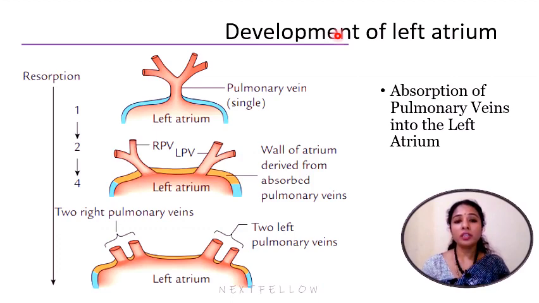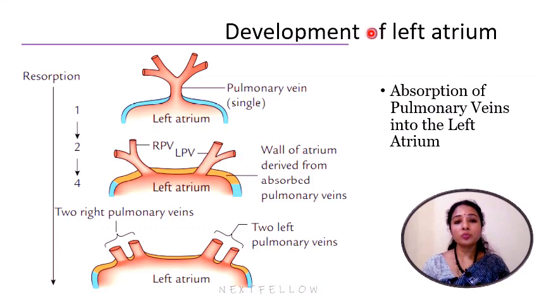Gradually the parts of the pulmonary veins nearest to the atrium get absorbed into the atrium, separating the branches. Finally the terminal branches get absorbed, forming right two and left two pulmonary veins. As a result, the four separate veins, two from each side, open into the left atrium.